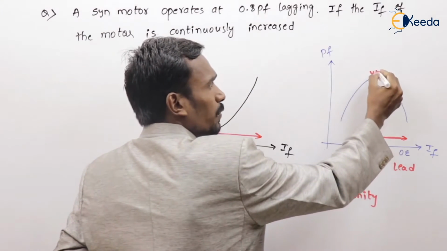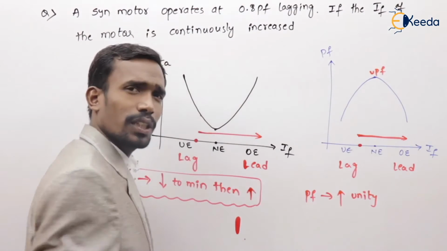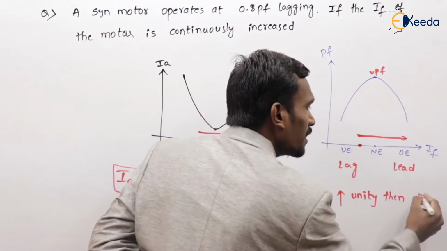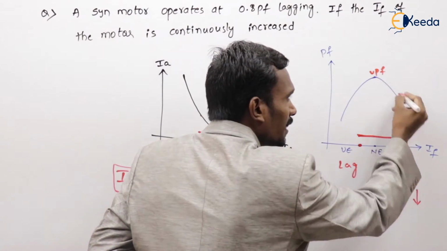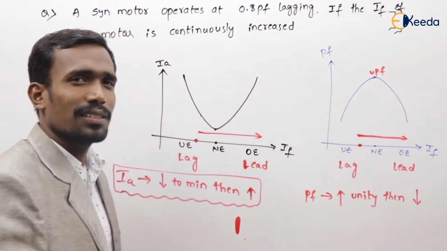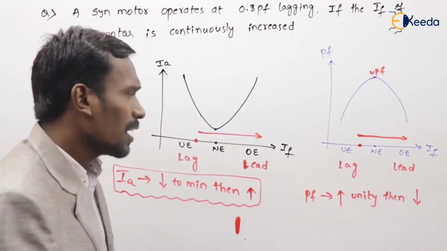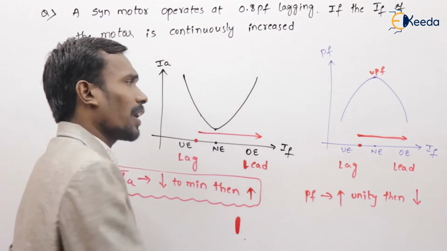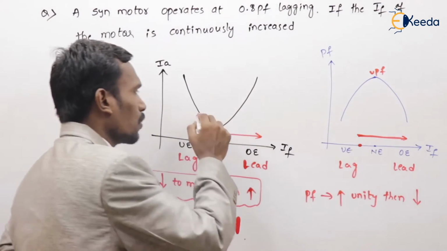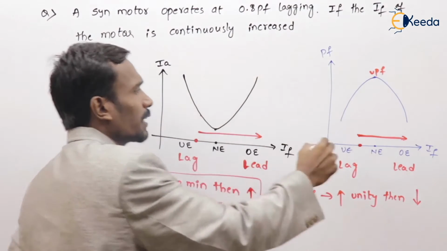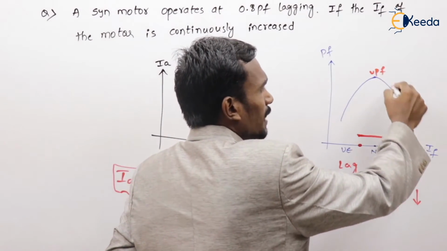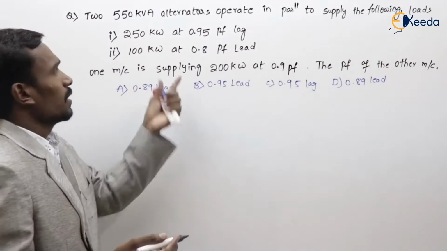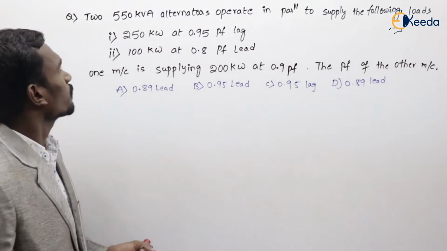This is unity power factor, right? It increases to unity, and after that it decreases. This is our answer. My synchronous motor is operating under a 0.8 lagging load with the field current continuously increasing. So the armature current reduces to a minimum, then increases. The power factor increases to a maximum, then decreases. This is our answer for this question. Let's see the next question.